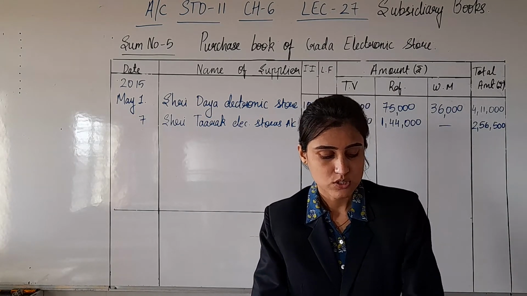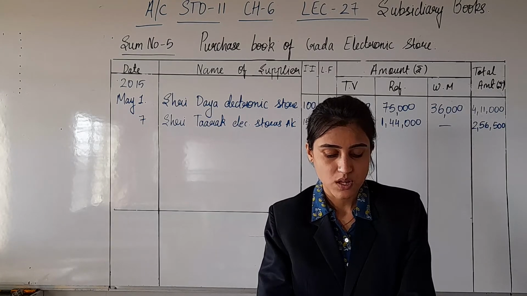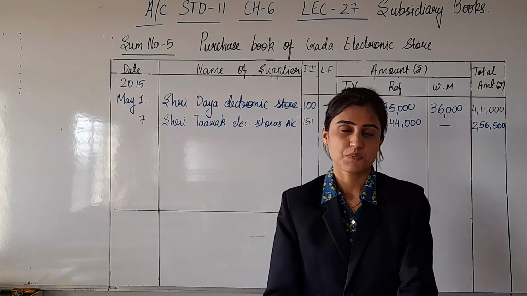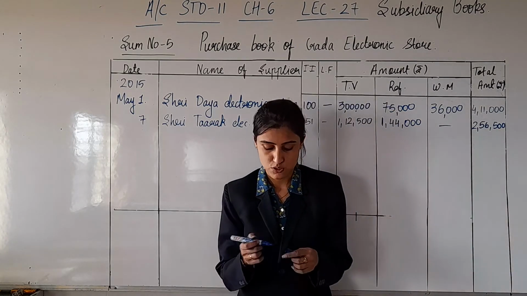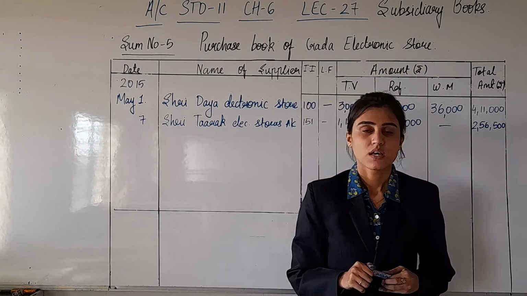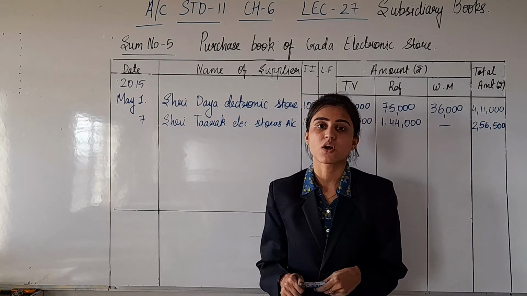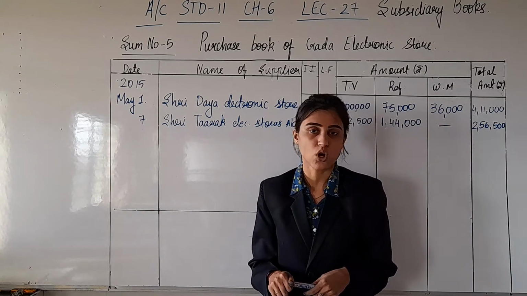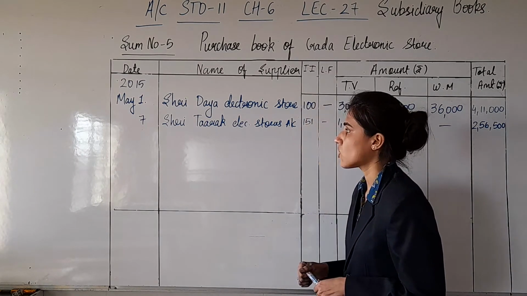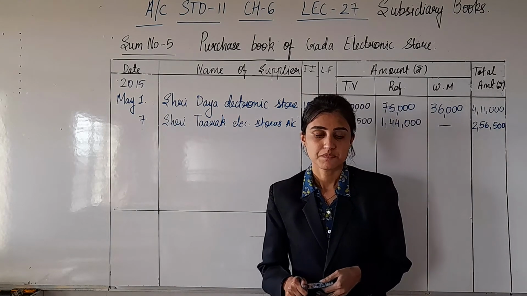The next one, on 12th of May, purchased cycle of rupees 5,000 from Shri Ambe Cycle Store. The cycle has been purchased from Ambe Cycle Store. Firstly, cycle is not goods, it is an asset. Credit purchase of assets is to be recorded in the journal proper and not in the purchase book. In the purchase book, you can only record the transactions related to the purchase of goods.